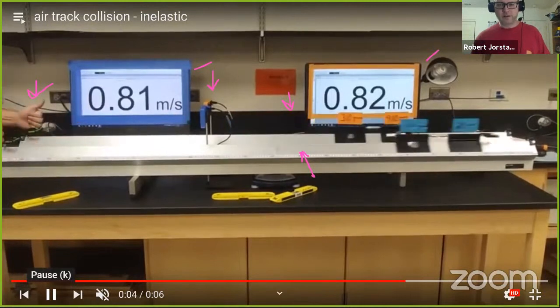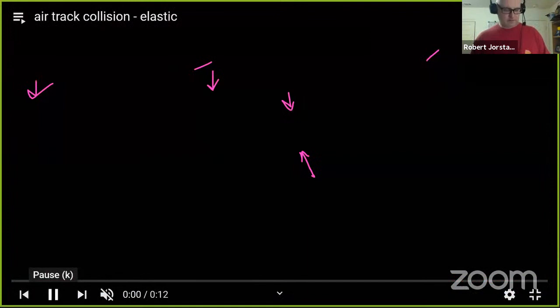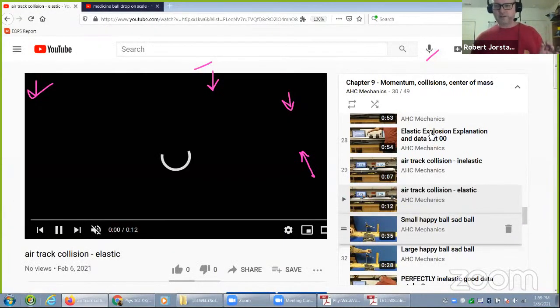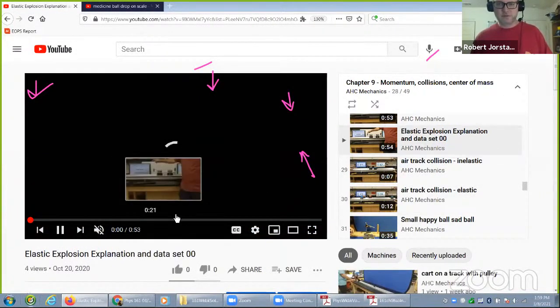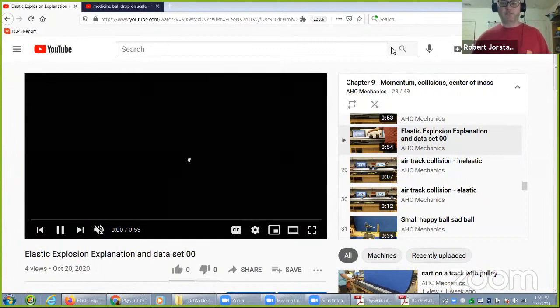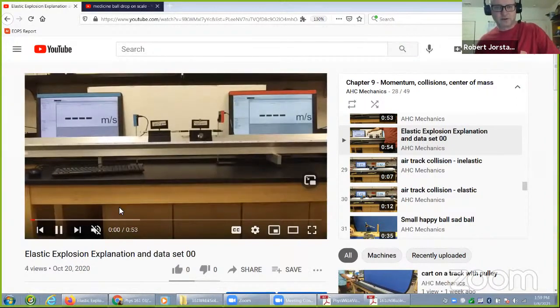Hopefully you agree the blue one is moving a little bit faster there afterwards. Let me get out of here. There's these, and I'll go through a spreadsheet on, here's an elastic explosion. Let me get my annotations off of here. So what we're going to try and do is apply the same math to these scenarios, and we'll do example problems next time. But so here's an example.